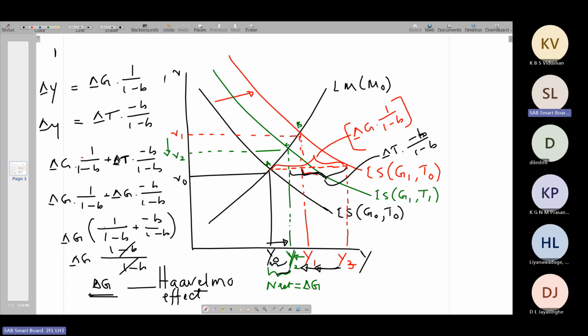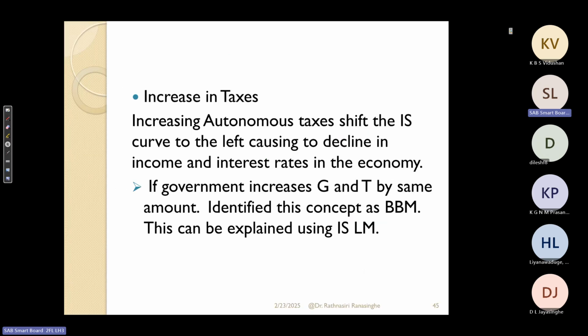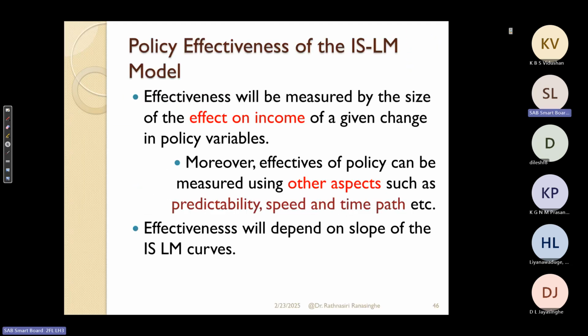So with this, now we talk about the policy effects, right? The government expenditure, taxes, and the monetary policy actions. Fiscal policy and the monetary policy actions. We look at how they impact on the income, interest rate, maybe the real money balance, and the price level is constant. So now we look at the policy effectiveness. After the break, we want to discuss the policy effectiveness as well.